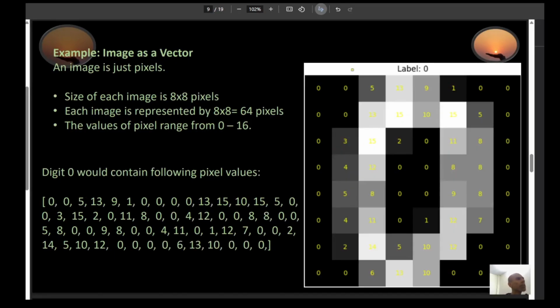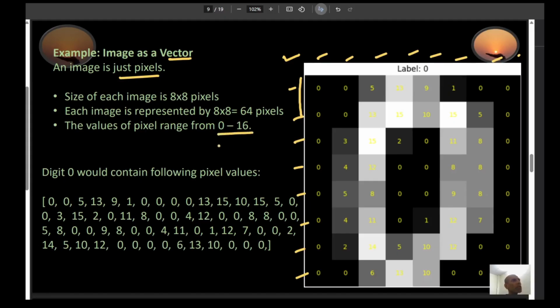An image can also be represented as a vector. An image is nothing but pixels. Suppose you have an image like this. The size of this image is 8 pixels by 8 pixels. You have 8 pixels in this direction, 1, 2, 3, 4, 5, 6, 7, 8, and 8 pixels over here. So each image in this case is 64 pixels in total. The values on these pixels range from 0 to 16.